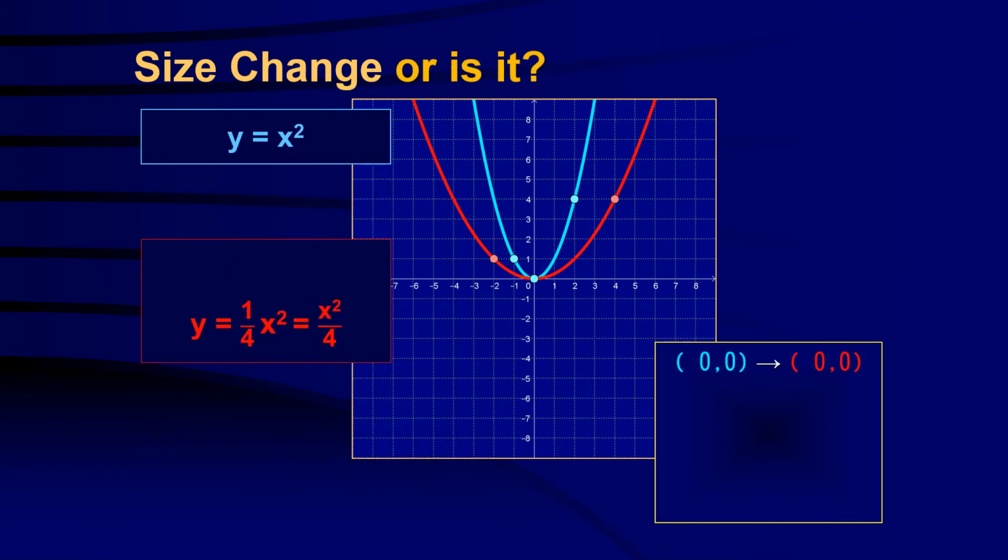Having found the equation of my image, I'm now asking myself a new question. Was this size change the only way to get to y equals 1/4 x squared? And what I find out is, no, it is not.